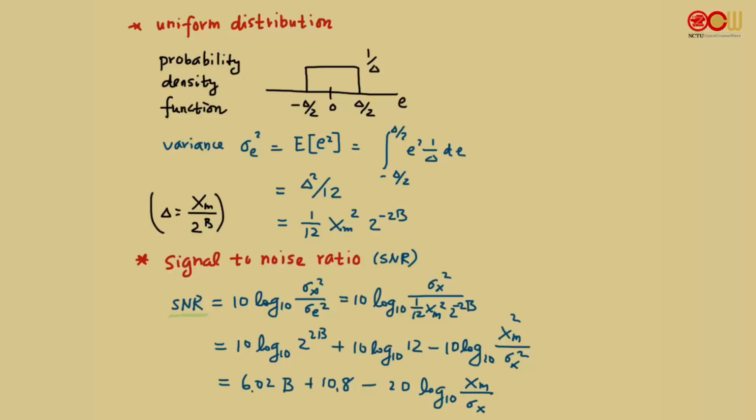SNR depends on, what does it depend on? It depends on B here. The bigger B is, the higher the SNR is. But then it also depends on this ratio here. The larger this ratio, the smaller the SNR. So if we choose Xm to be a lot larger than sigma x, then this will have a negative effect on SNR. So how to choose Xm?